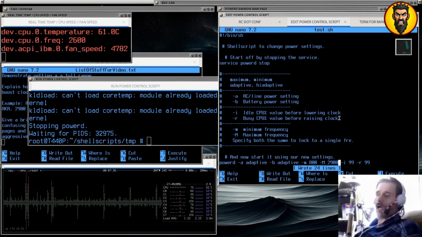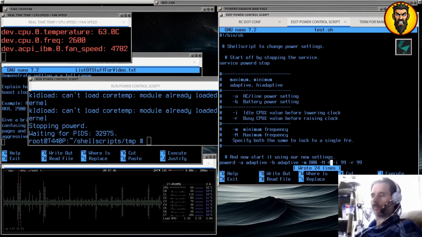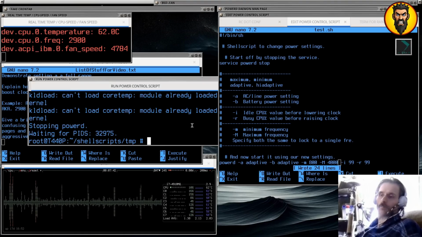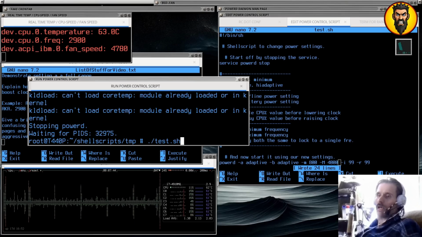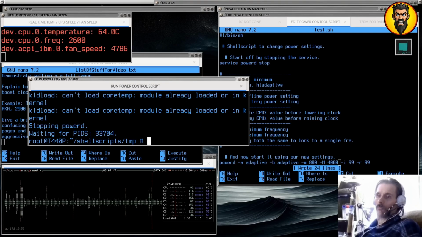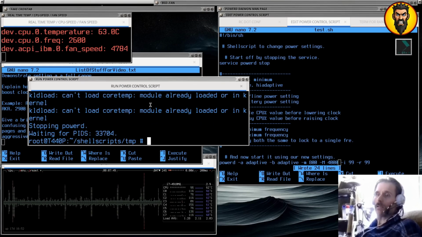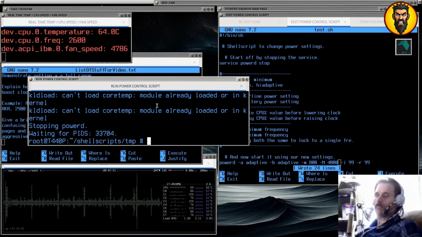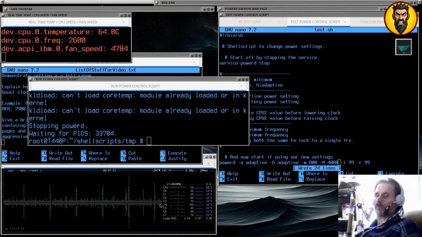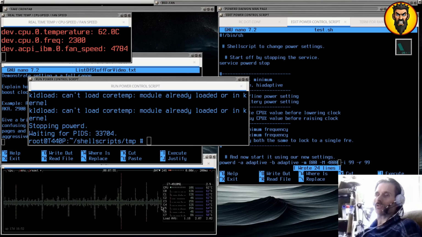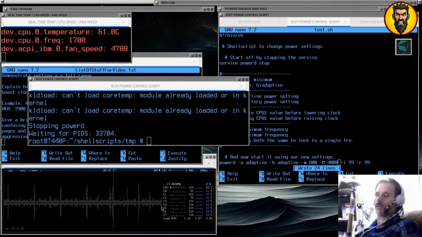Now, I'm just going to make this number big. I'm going to make it, say, 4 gigahertz, and watch what happens. Waiting for a big bump in CPU use here. Come on.